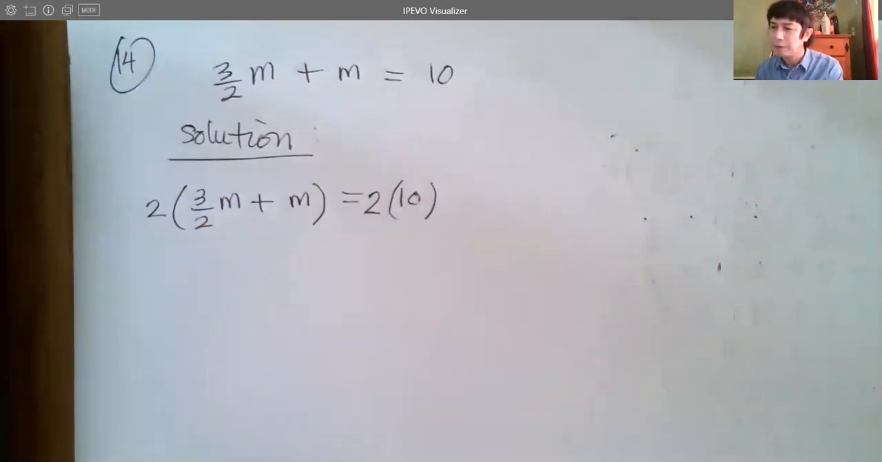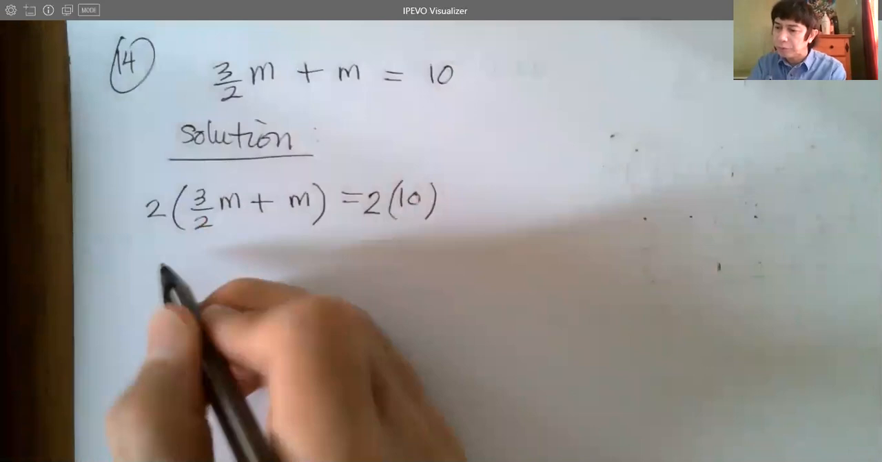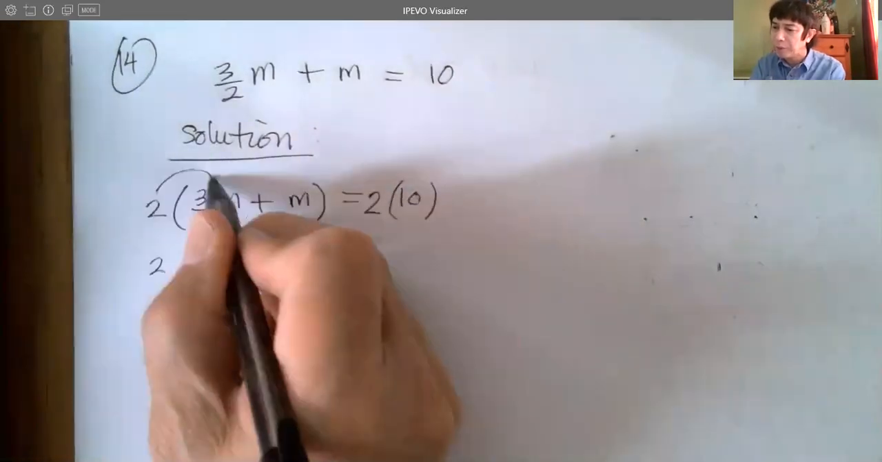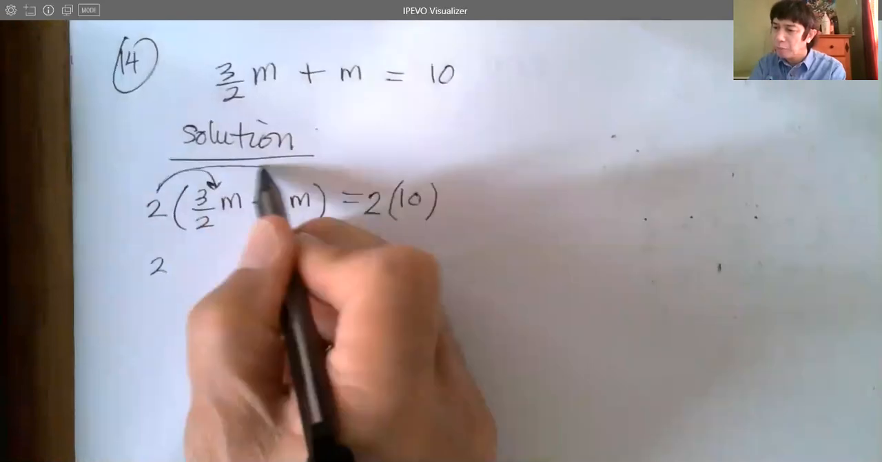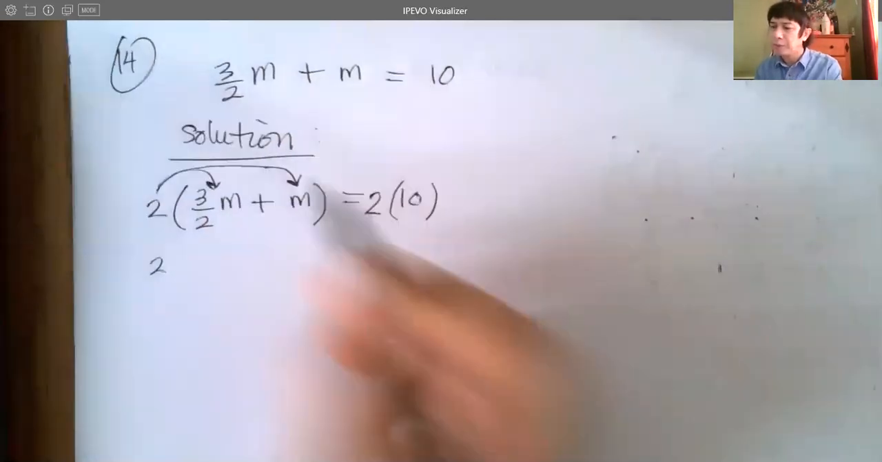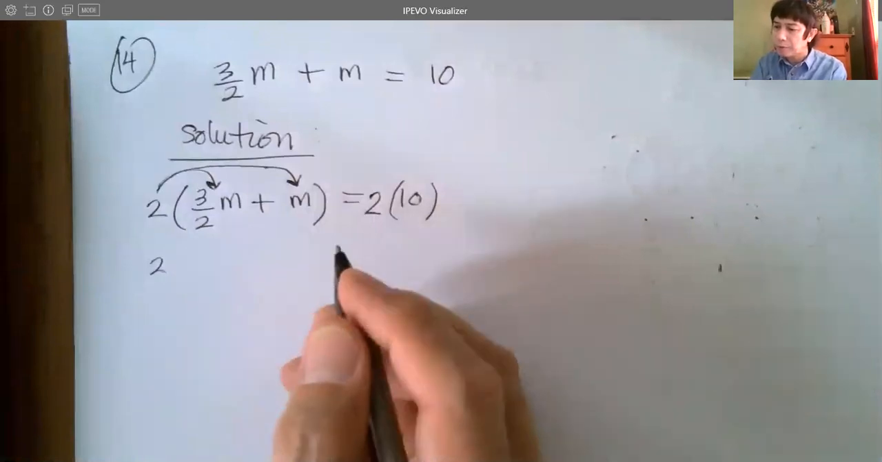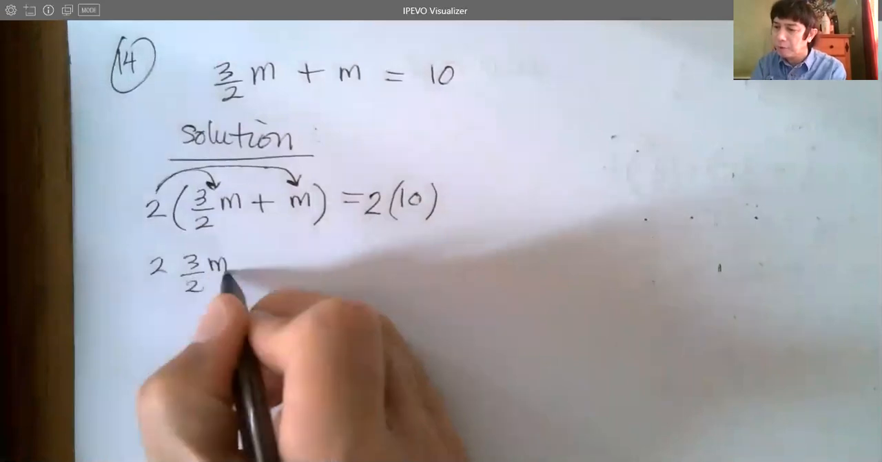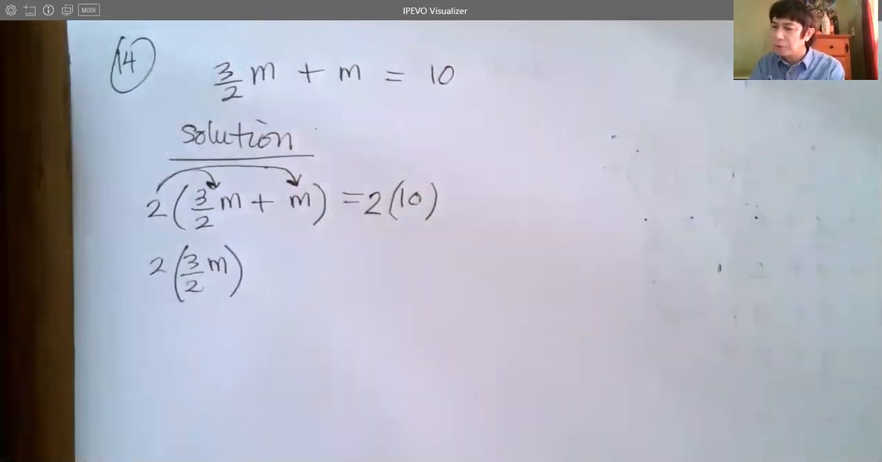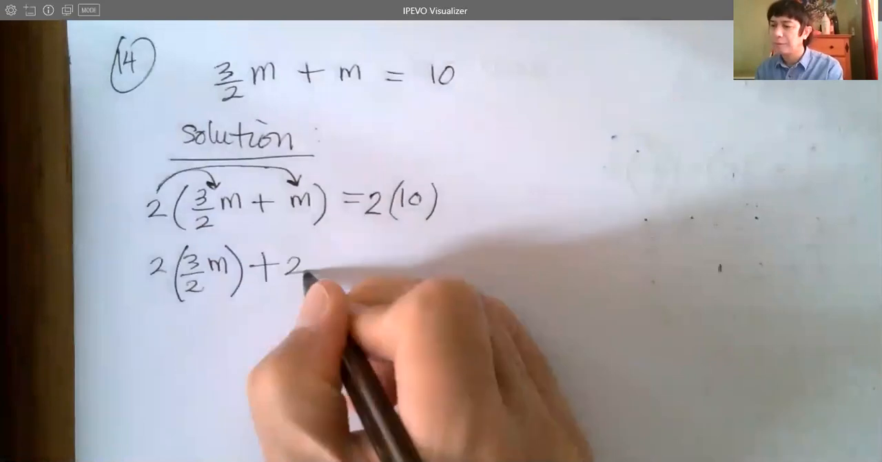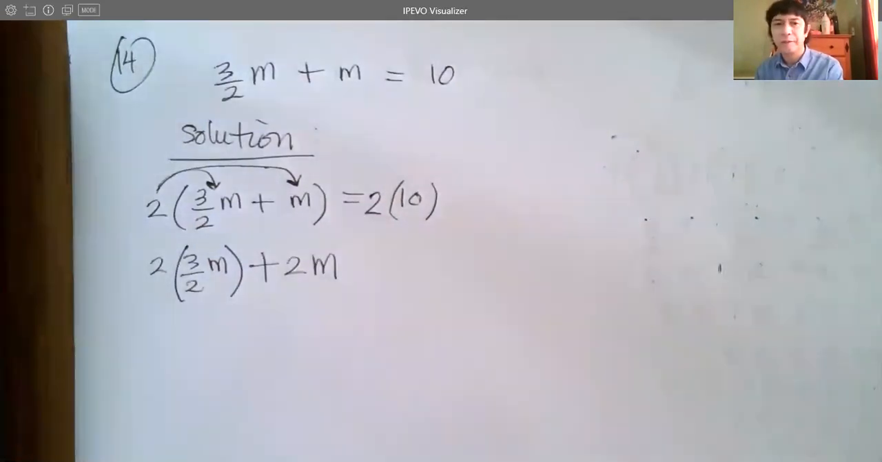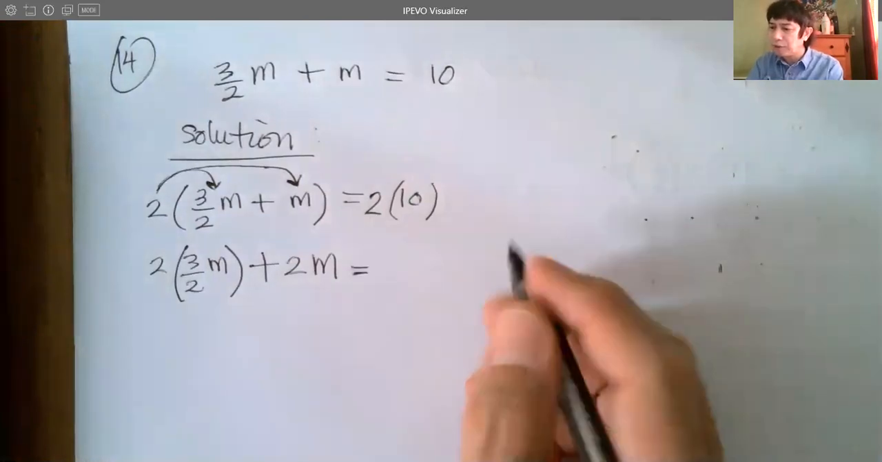property, so that we multiply this term by 2, and the same goes for the other term. So this will proceed like 2 times 3 halves m, you can see it this way, plus 2 times the m, like that. That will be the left side. Now the right side will just become 2 times 10, which is 20. There.